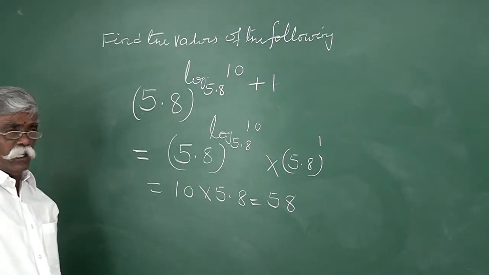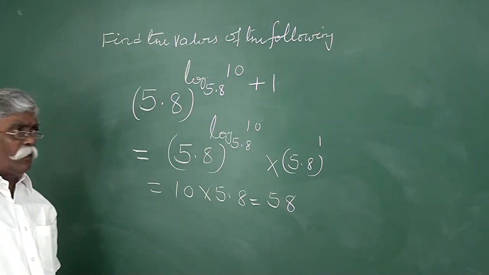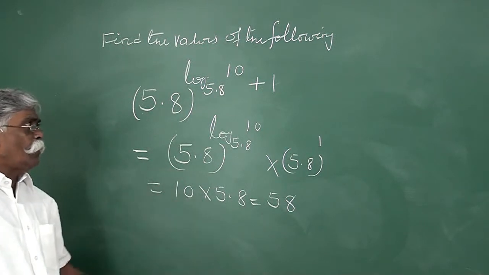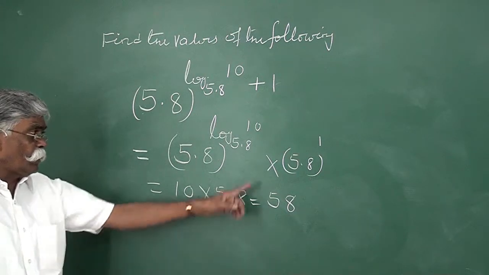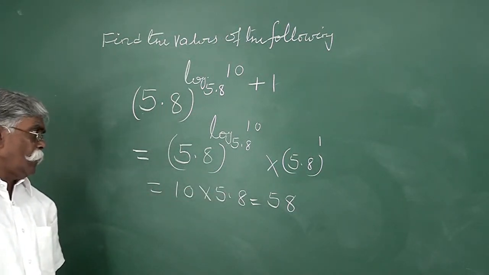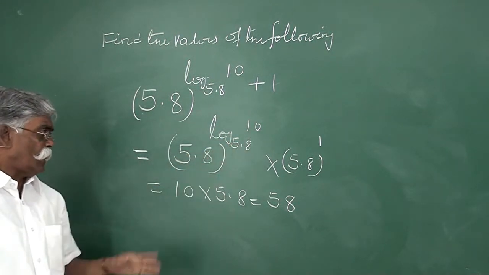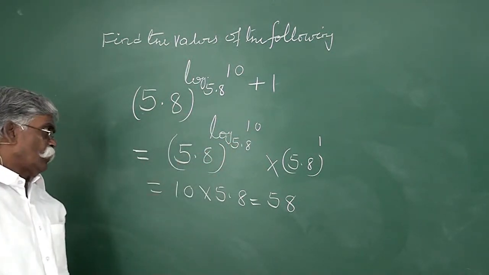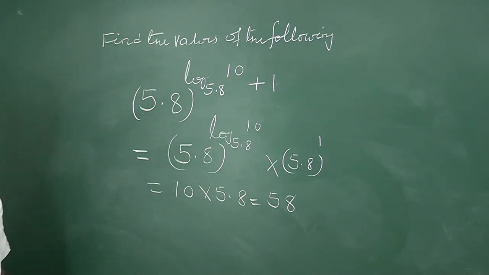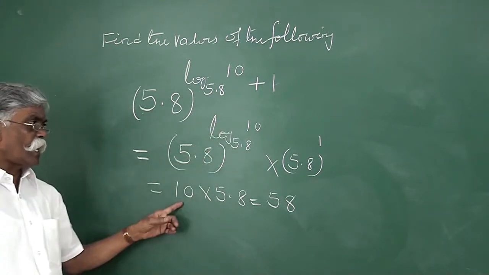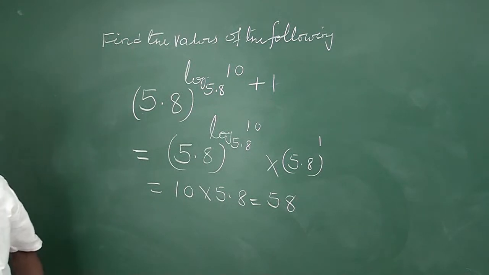So 5.8 to the power log 10 to the base 5.8 plus 1. It is written as 5.8 to the power log 10 base 5.8 into 5.8 to the power 1. Here the base of this log 10 is 5.8 and here it is 5.8. So therefore, according to the principle a power log n to the base a equal to n, this value is 10 and this is 5.8. On multiplication it becomes 58.